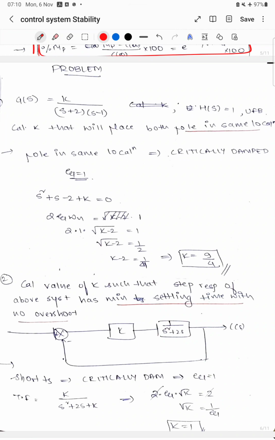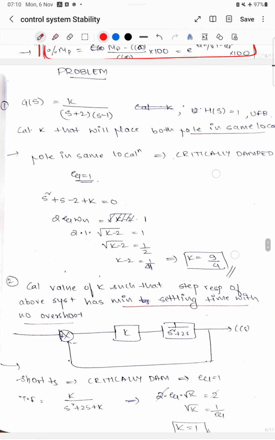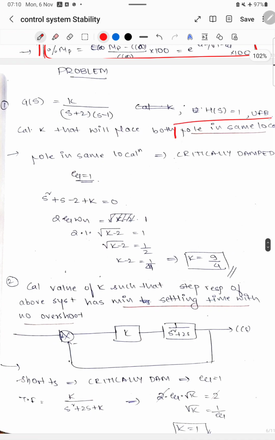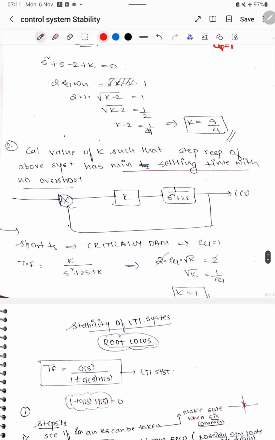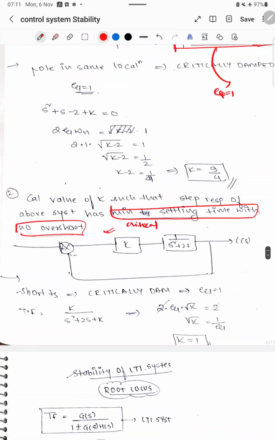Now let's move to this problem wherein G of s is given and it is asked to calculate K if both the poles are in the same location. What does this mean? This is possible only in critically damped. Critically damped meaning zeta is equal to 1. That is the hint point. Now find it out. Simple only. Has minimum settling time with no overshoot. Meaning what? Again, critically damped. Zeta is 1. Find out the value. Okay, with this we can conclude this particular chapter. Next we will see stability. Thank you.